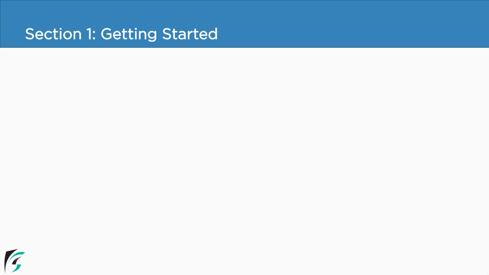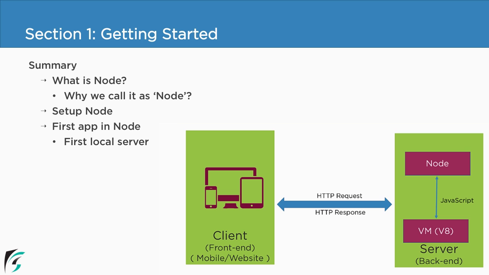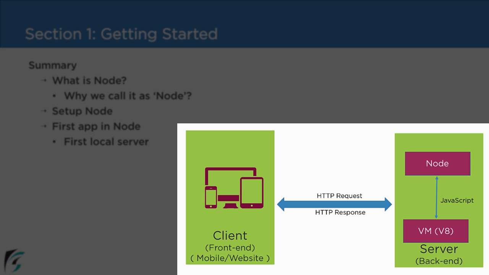So finally we have reached the end of the first section, getting started with Node. In this section, initially we saw what exactly is Node.js and why Node is called Node. Then we explored how to set up Node in your system, and you can use Mac, Windows or Linux to execute Node. Then we created our first application in Node and also learned how to set up our first local server in Node. And along with this, we also saw how the communication between the client and the server takes place by using HTTP request and response.